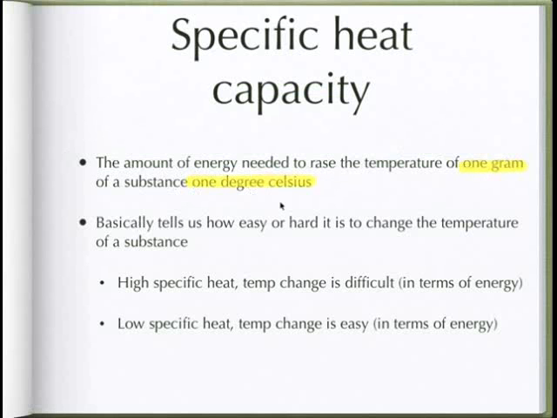This basically tells you how easy or how hard it is to change the temperature of a substance in terms of energy input-output. So really what that means is that with high specific heat, change is relatively difficult in terms of energy. With low specific heat, change is relatively easy in terms of energy. Here's what I'm talking about with some more numbers.